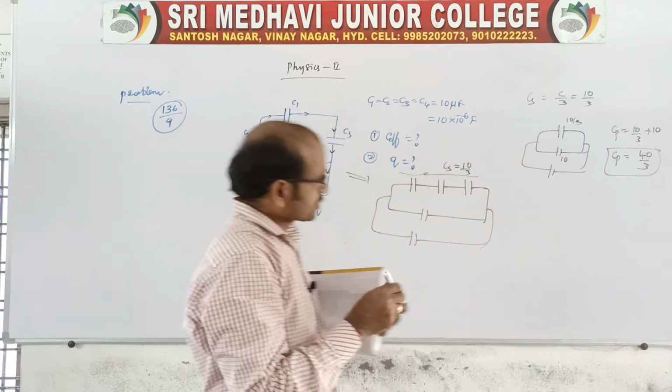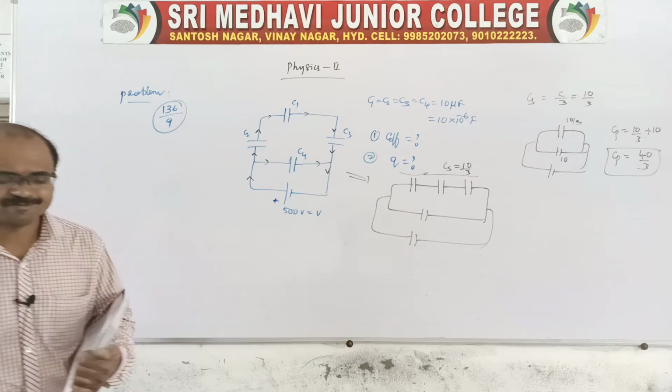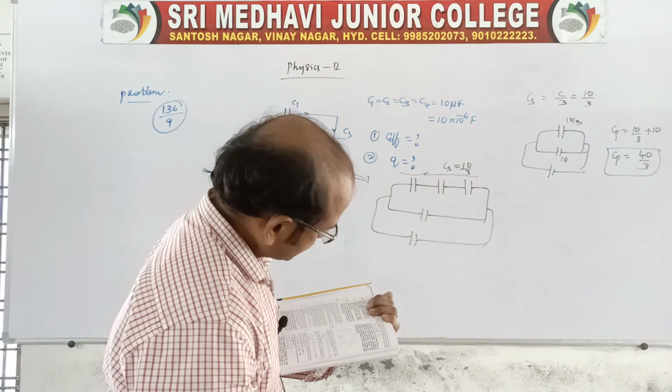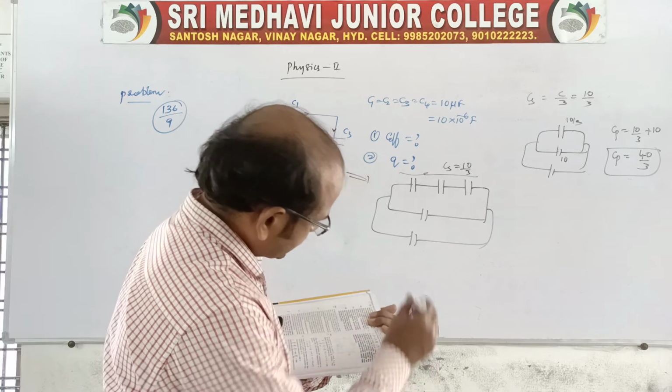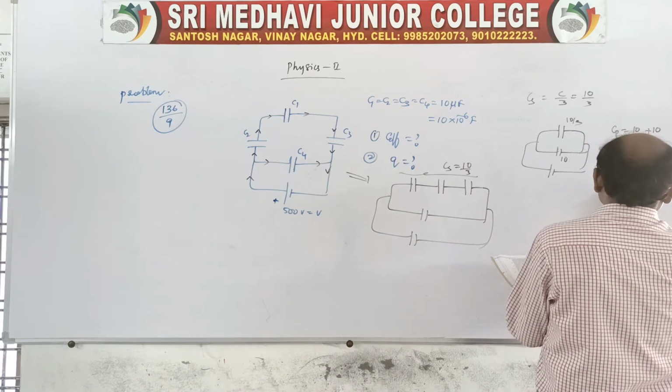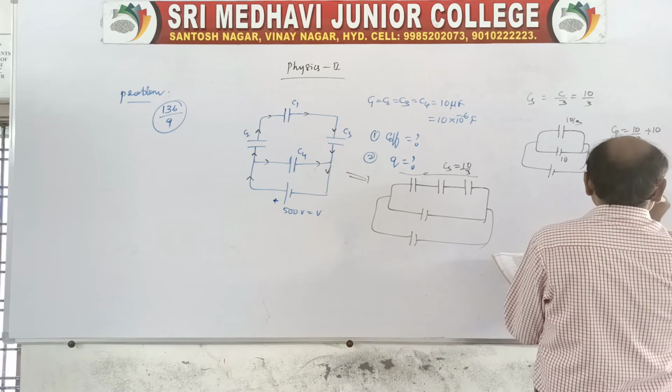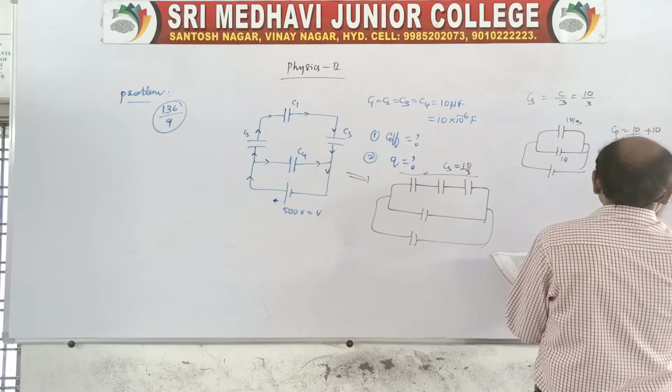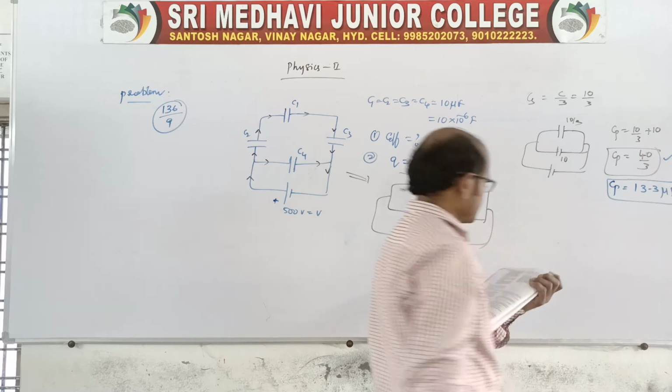So the final effective capacitance, which is what is being asked, is 40 by 3. Suppose you want to simplify, it may be approximately CP is equal to 13.3 microfarad. You keep either, both answers are correct.